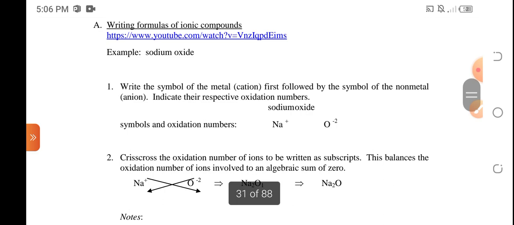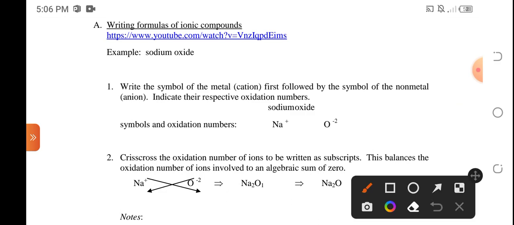So, say for example, how do we write the chemical formula of sodium oxide? Okay, so we have sodium oxide. Let's look at the periodic table and hanapin natin si sodium. Sodium will have chemical formula of Na. Okay, Na yan. And then the charge is positive 1. Walang ibang charge ang sodium kundi positive 1 lang siya.